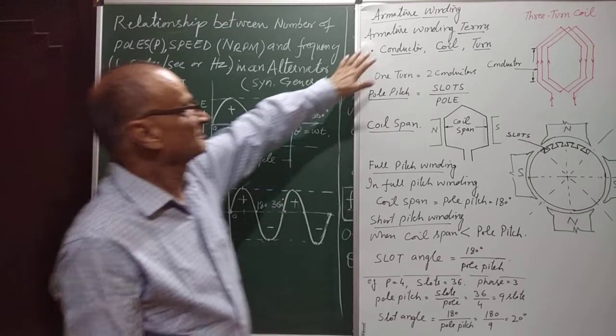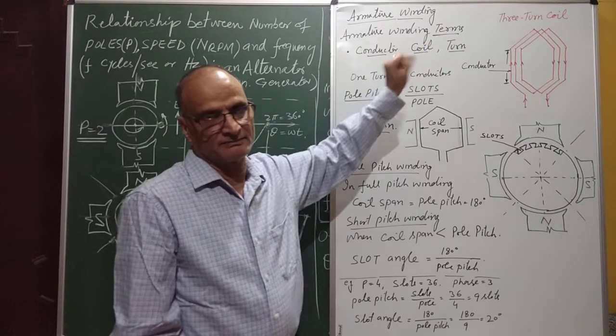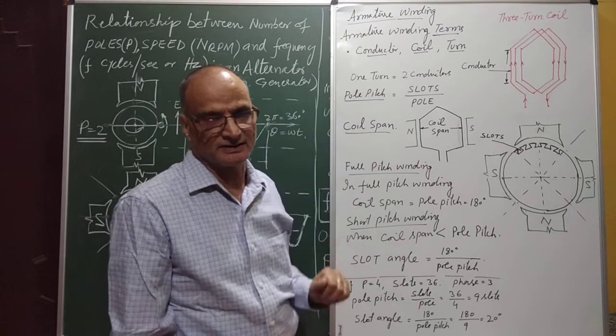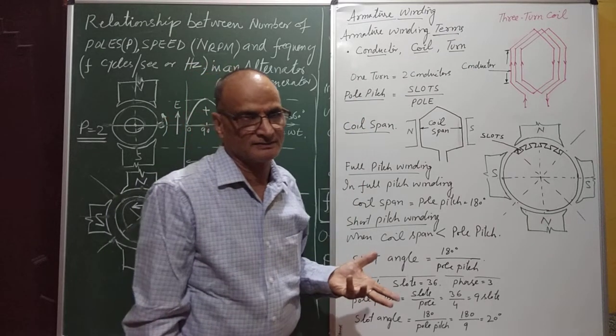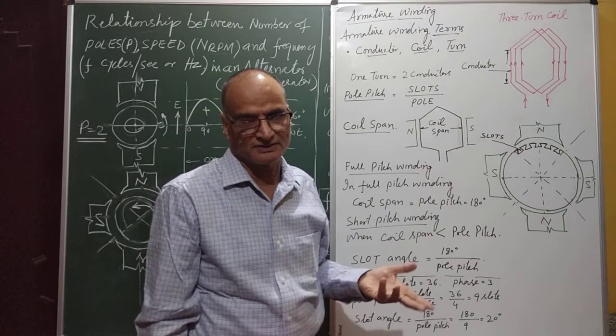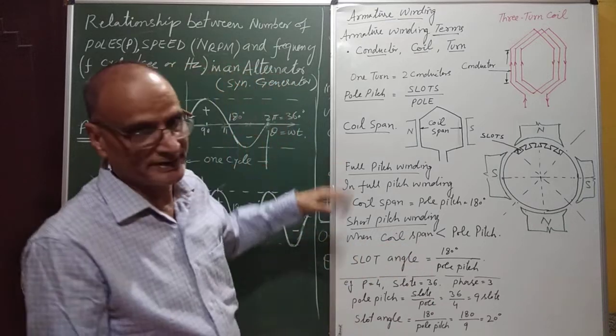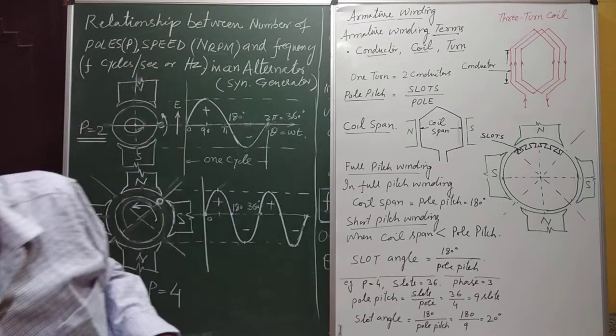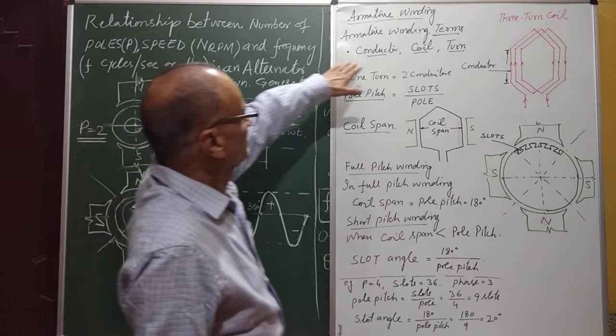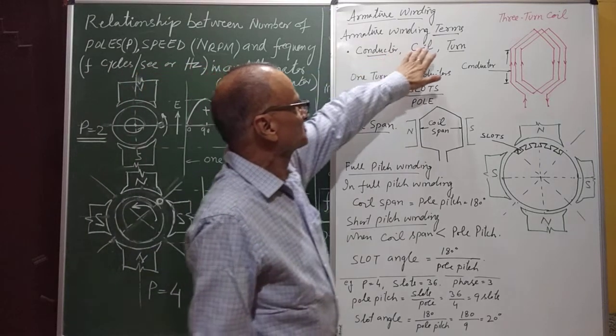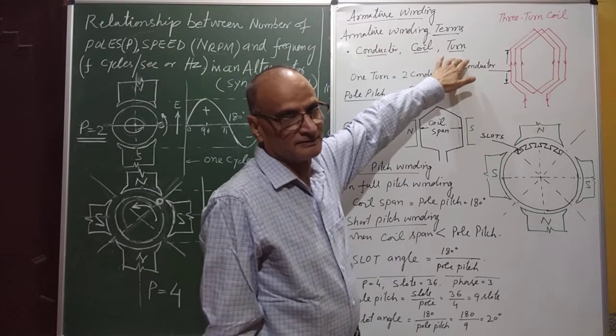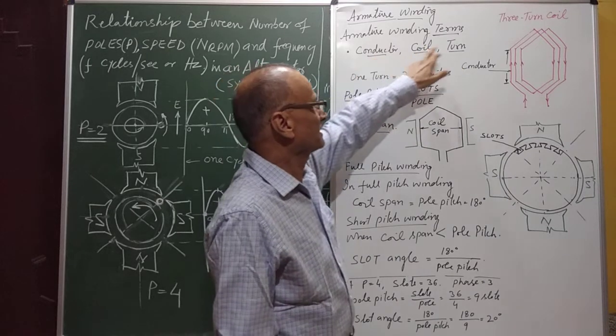So we are discussing armature winding, and first we'll discuss the armature winding terms. There are certain terms which are used in windings. Just as first term is what is conductor, what is coil, what is turn. Difference between conductor, coil and turn.